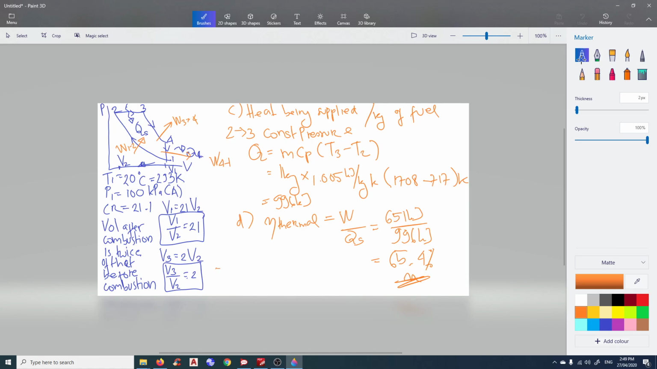Just the last of the last, what is the Carnot efficiency? The Carnot efficiency is one minus T cold over T hot. Now for T cold you have to use Kelvin, so the coldest temperature is 293 Kelvin or 20 degrees Celsius, and the hottest was 1981 Kelvin. So the Carnot efficiency in this case is 85.2%.